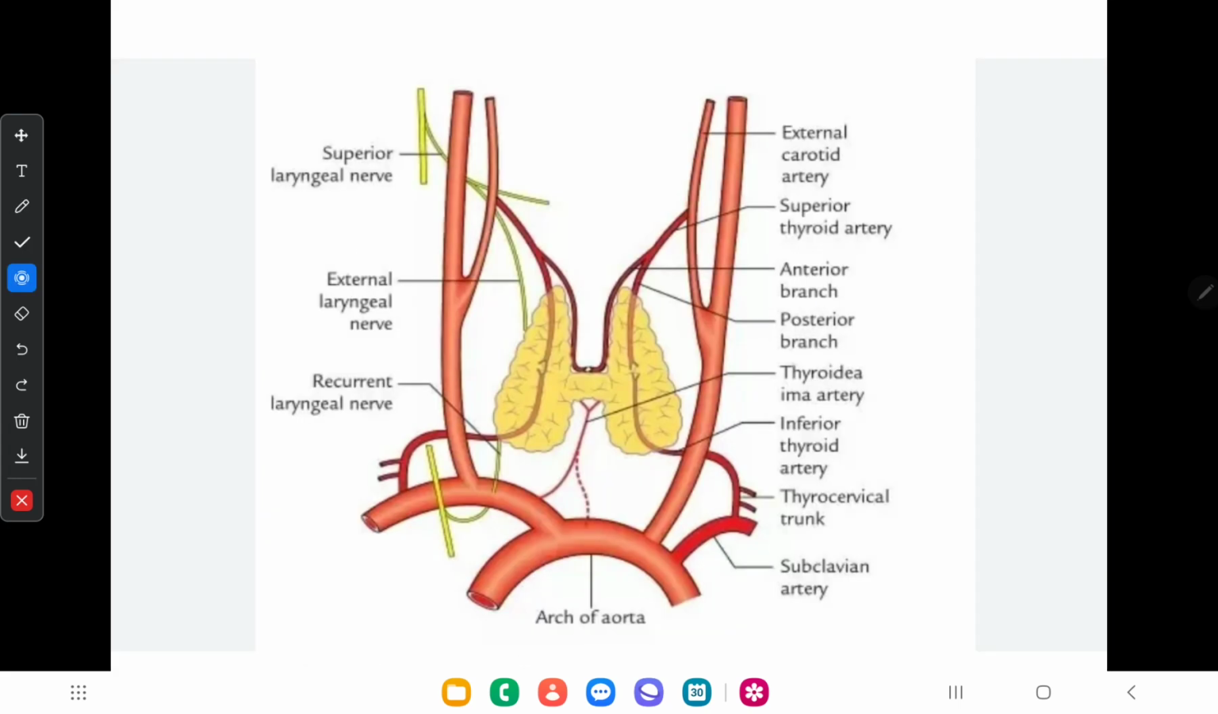So, when we look into the inferior thyroid artery, it ascends to the posterior surface of the thyroid gland. You can see the thyroid gland here. It ascends to the posterior surface of the thyroid gland, and it makes anastomosis with the branches coming from the external carotid artery, and it supplies the thyroid gland as well as the inferior parathyroid glands.